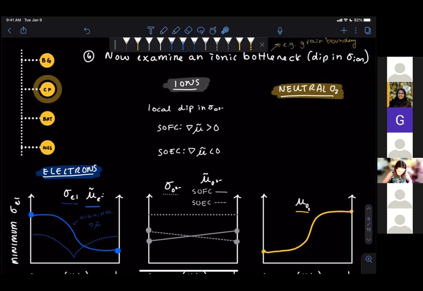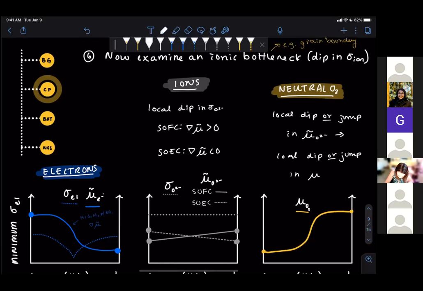Okay, almost done. Now we're going to look at the neutral oxygen case. This is the one that's kind of exciting now. So a local dip or jump in our electrochemical potential of O2 minus is going to lead to a local dip or jump, and these are relatively speaking. So a dip in one is a dip in the other because they have the same signs, or jump in the chemical potential profile of O2, so the neutral oxygen species.